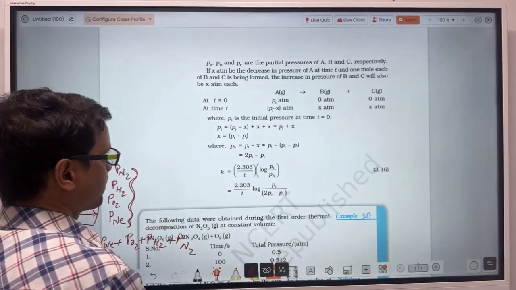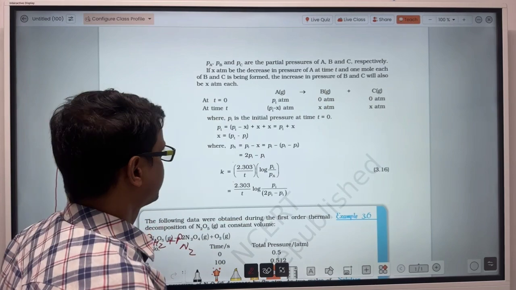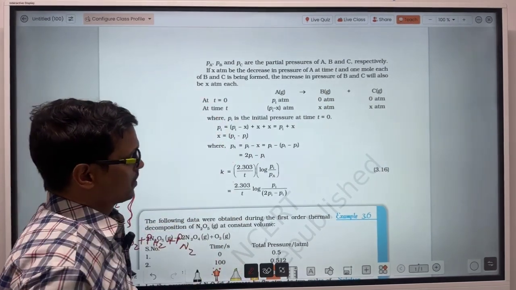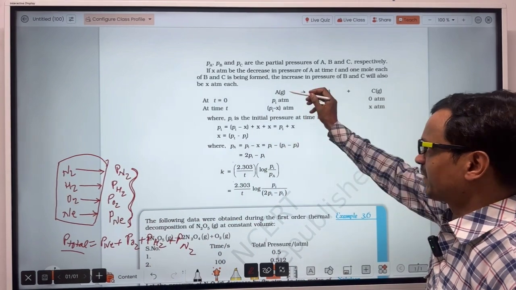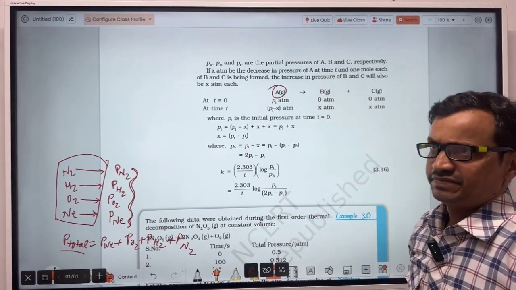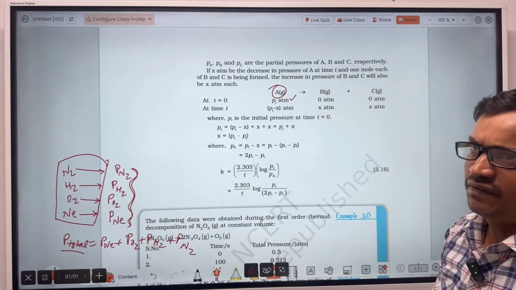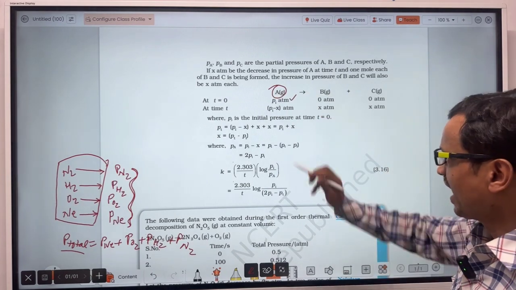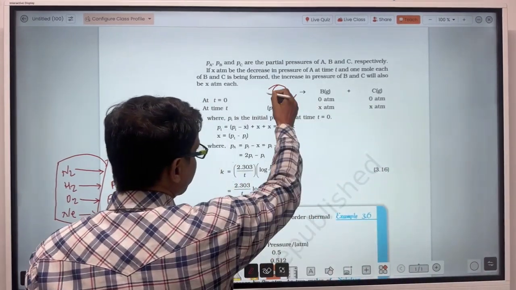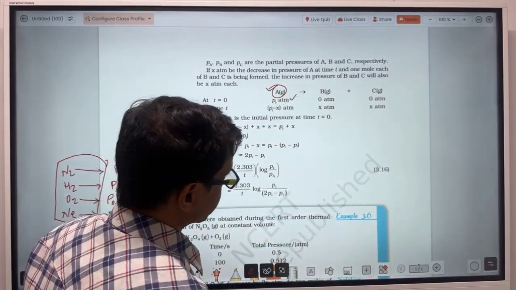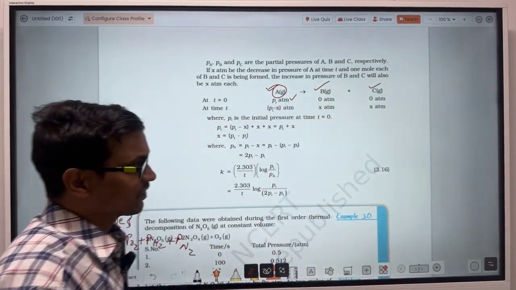So here we will have to consider the partial pressures of A, B and C. Let's see at t equal to 0. At t equal to 0 there will be particles of A only. So the pressure will be the partial pressure of A. Now at time t, what will happen? If one particle of A dissociates, there will be formation of one particle of B and one particle of C.